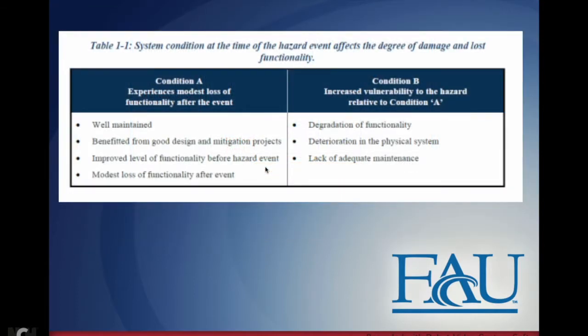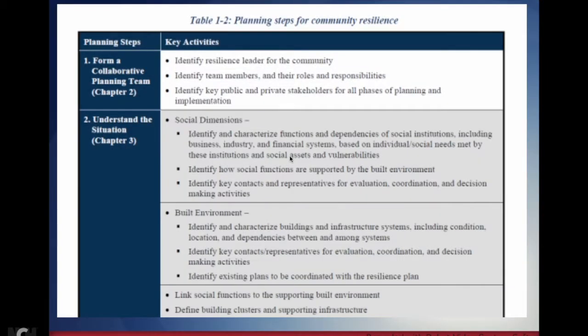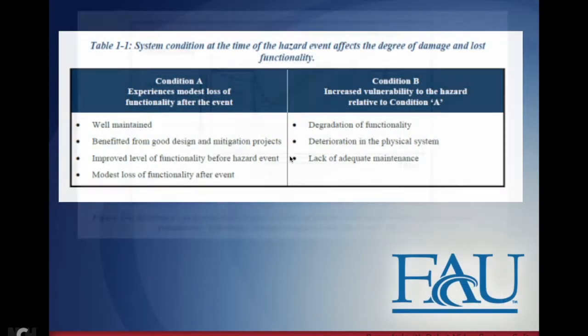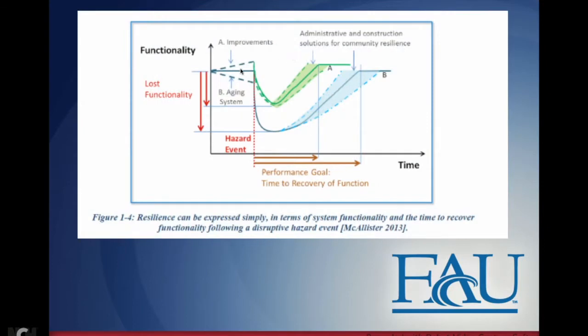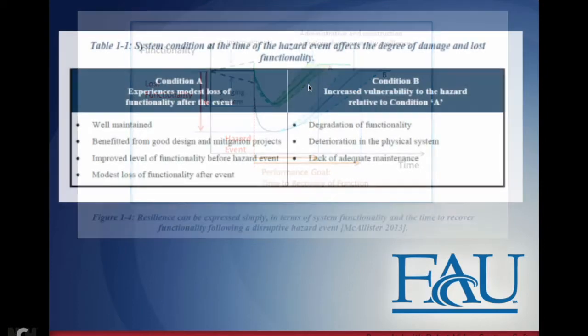Table 1.1 extends upon this, looking at how the system condition at the time of the hazard affects the degree of damage and lost functionality. So this is the degree before a hazard affects it and afterwards.